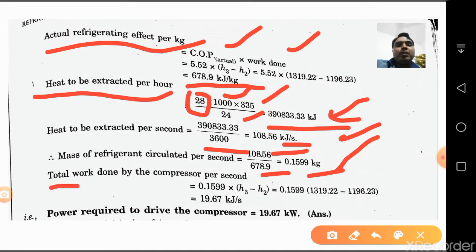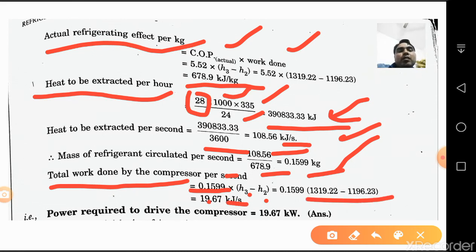So how much is the work done by the compressor per second? It is the mass flow rate of the refrigerant multiplied by the enthalpy difference of the output point and inlet point. So it is the mass flow rate of the refrigerant, and H3 is the enthalpy at the exit point of the compressor, and H2 is the enthalpy at the inlet entry of the compressor. Put in these values and find the compressor work per second. So it is in kilojoules per second. It is converted into kilowatts. 1 kilojoule per second is 1 kilowatt. Thank you all.